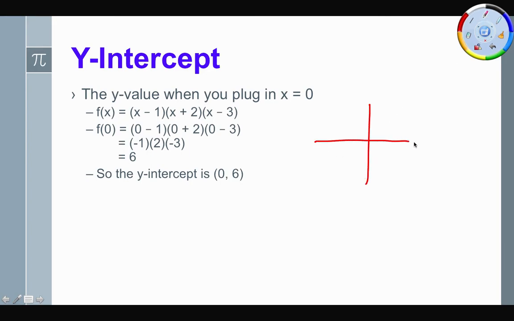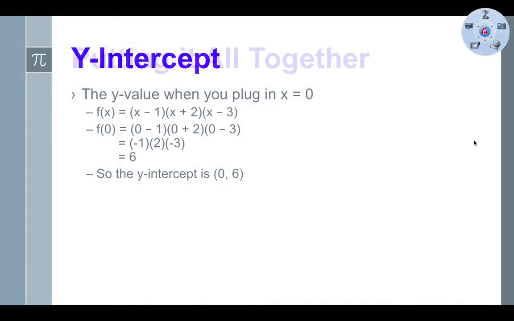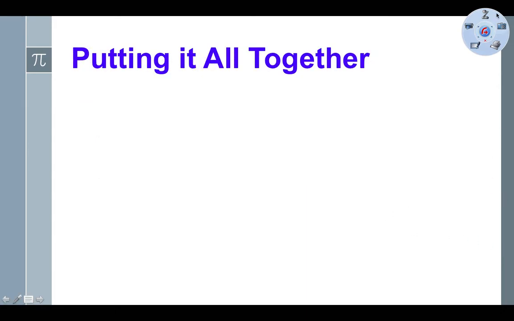So I would take that y-intercept and I would come up here to 6, and I'd say, okay, there's a dot at 6, which means my graph has to go through that dot. And then if we think about all of the other things, if I have an x-intercept here, and an x-intercept here, and an x-intercept here, and we have some sort of end behavior going on, then there's a way that we can connect all of our dots and create a sketch of a factored polynomial of any size. So we're going to put this all together now.